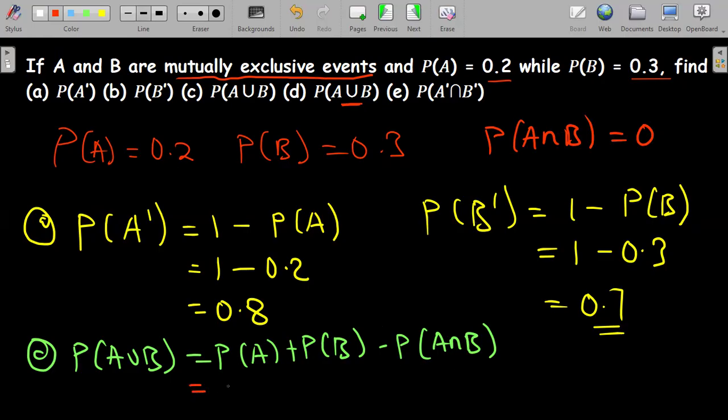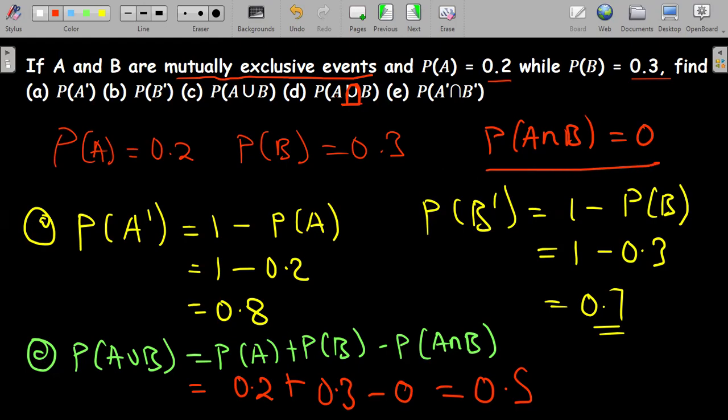So it means here we're just going to add the probability of A, 0.2, plus the probability of B, which is 0.3, and then minus 0. So this is going to give us what? 0.5. Okay, and then the next one here was supposed to be A intersect B. Because they have said they are mutually exclusive events, we're just going to say it's 0.